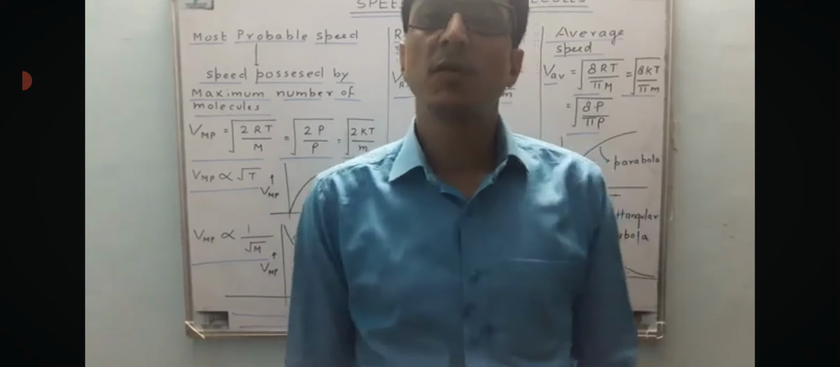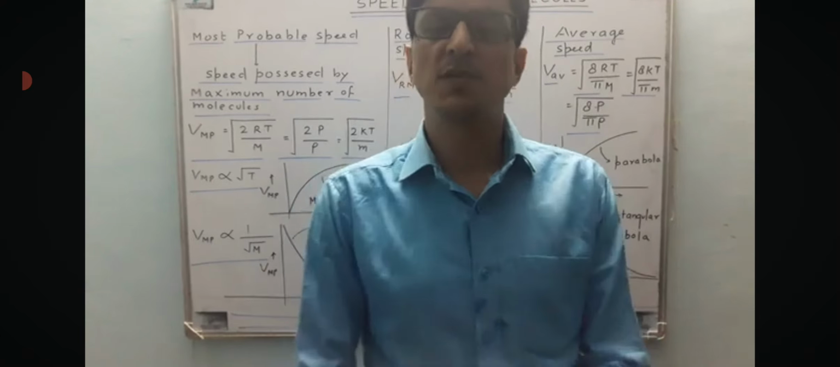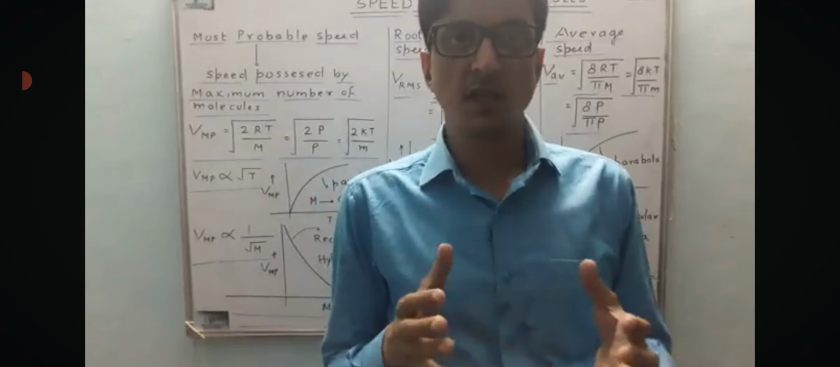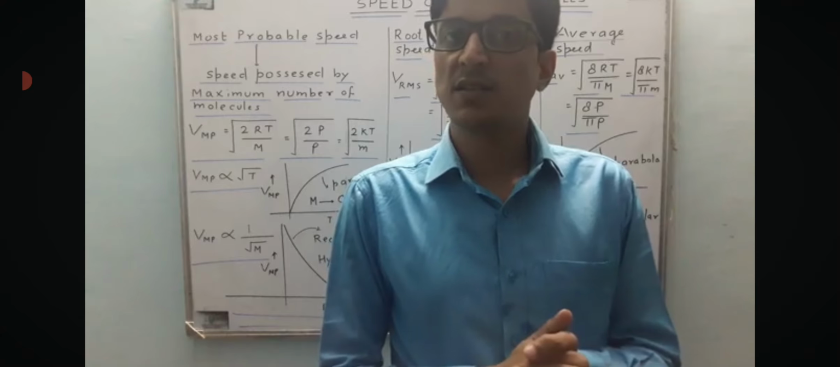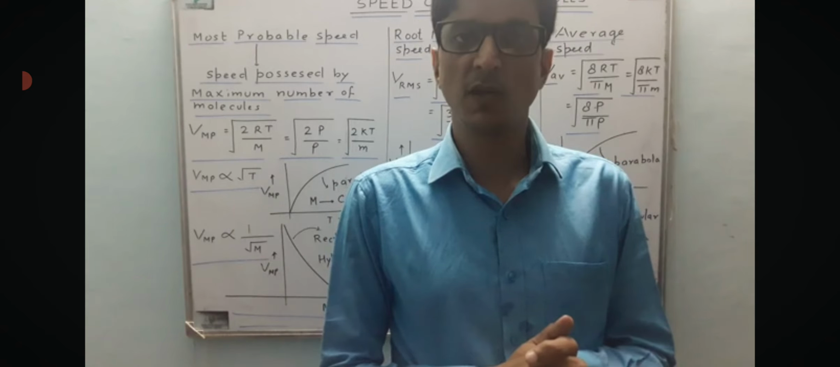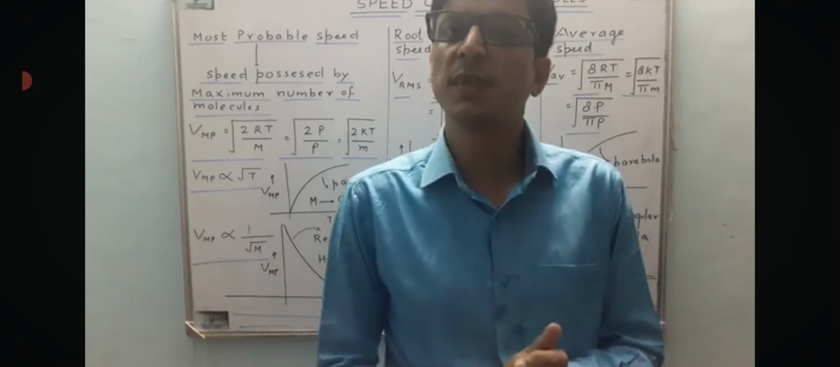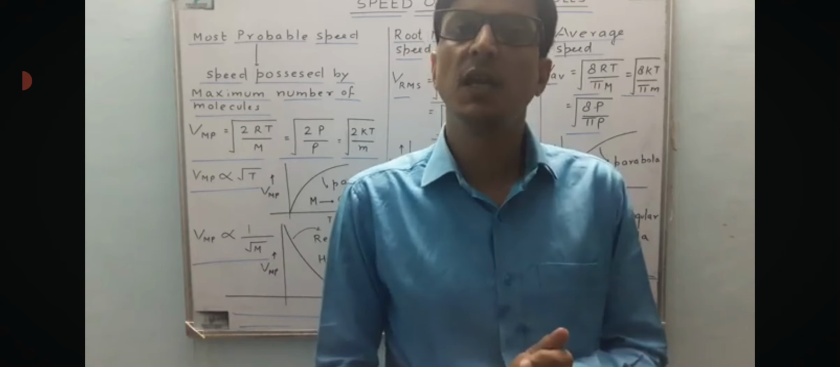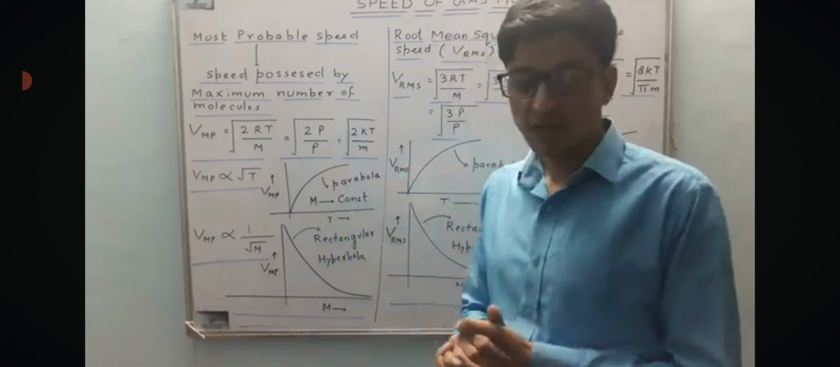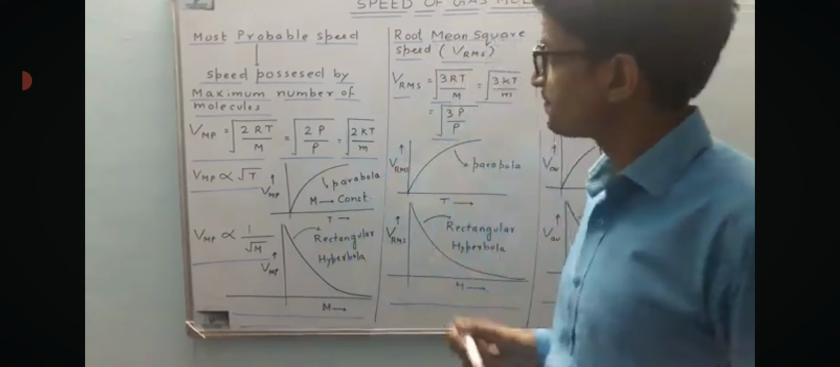Today we shall discuss the speeds of gas molecules. Suppose a gas is present in a container, then Maxwell categorized different types of speeds for the molecules. He categorized the speeds as root mean square speed, average speed and most probable speed. So let's begin with the most probable speed.